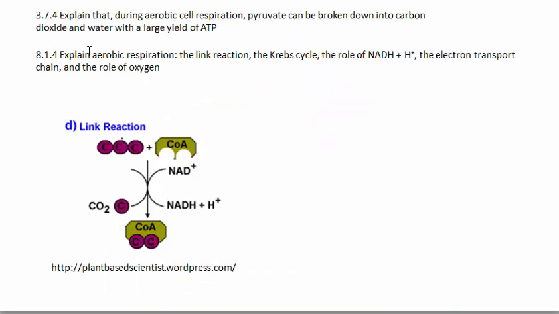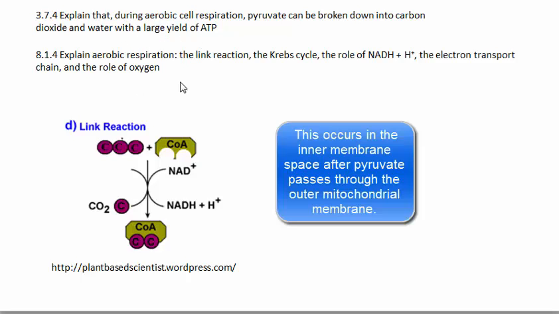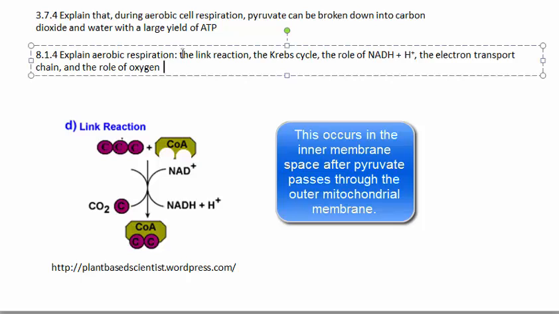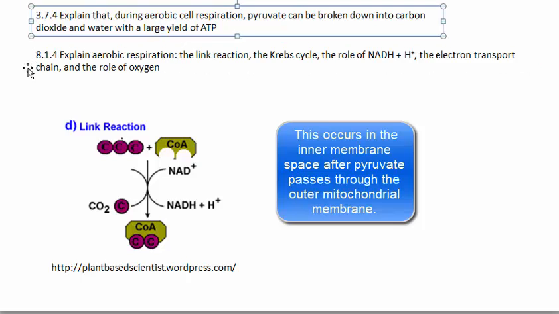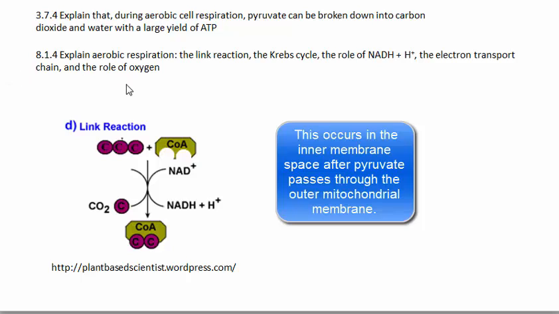Let me read these two assessment statements. It says, explain that during aerobic cell respiration, pyruvate can be broken down into carbon dioxide and water with a large yield of ATP. This video is going to explain how we get this large yield of ATP. The next assessment statement says, explain aerobic respiration: the link reaction, the Krebs cycle, the role of NADH and H+, the electron transport chain, and the role of oxygen.